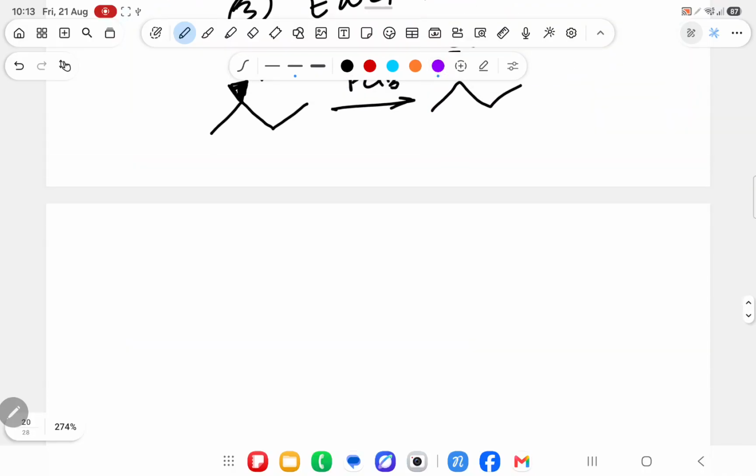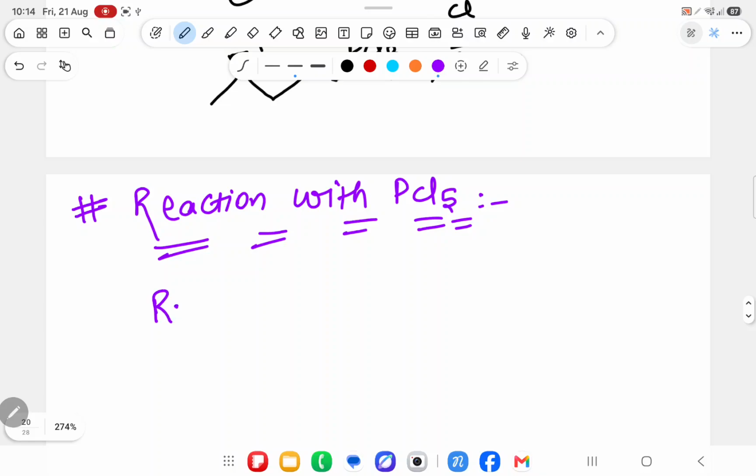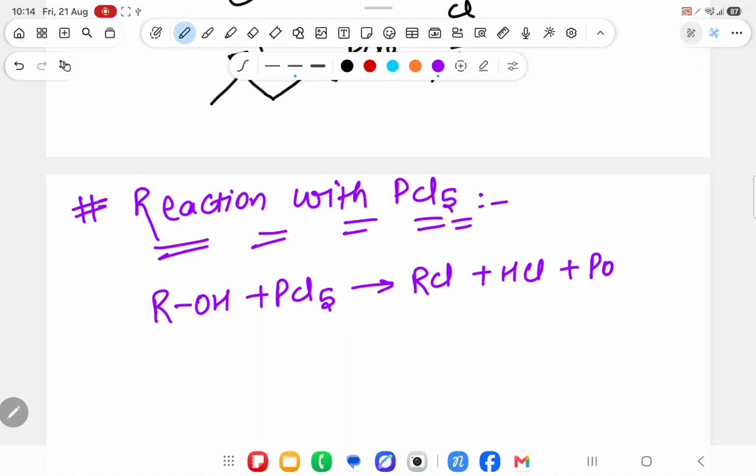Red phosphorus with X2 is done. Now we are going to see the next one, that is reaction with PCl5. PX5 is written, and over there PCl5 will be there. What will happen with PCl5? ROH reacts with PCl5 and it will give RCl plus HCl plus POCl3. Here also this byproduct is very important. Sometimes they ask it in the exam.